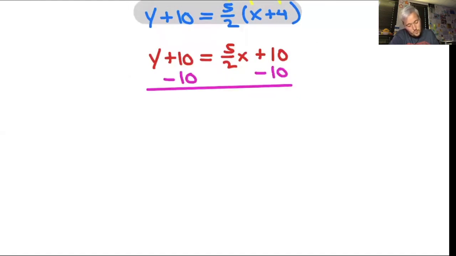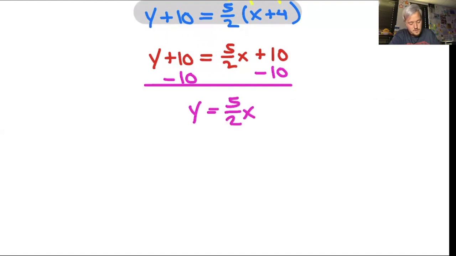So I can get y by itself. So I have y equals 5 halves x. The 10s here, they just zero out. So this is my slope-intercept form equation.